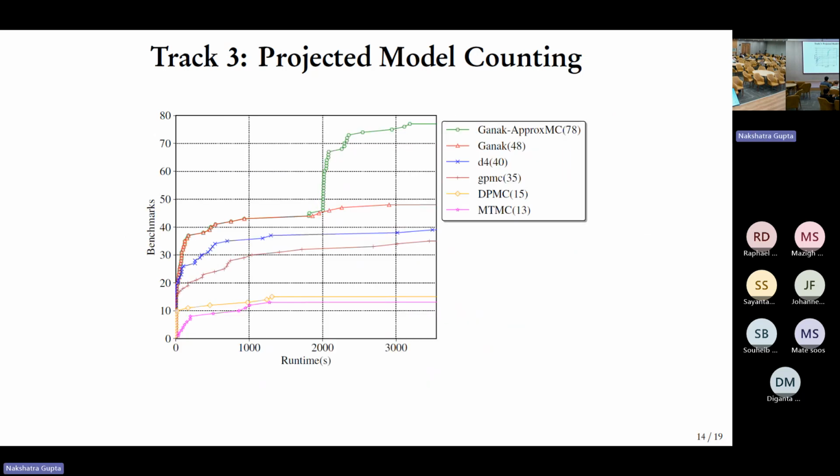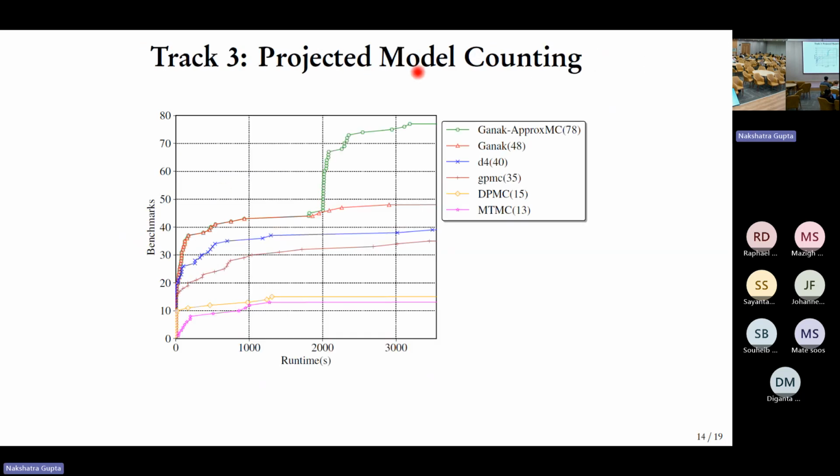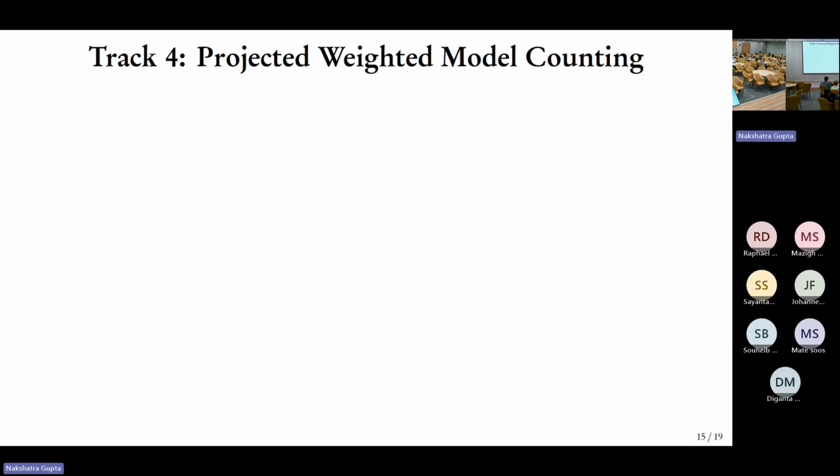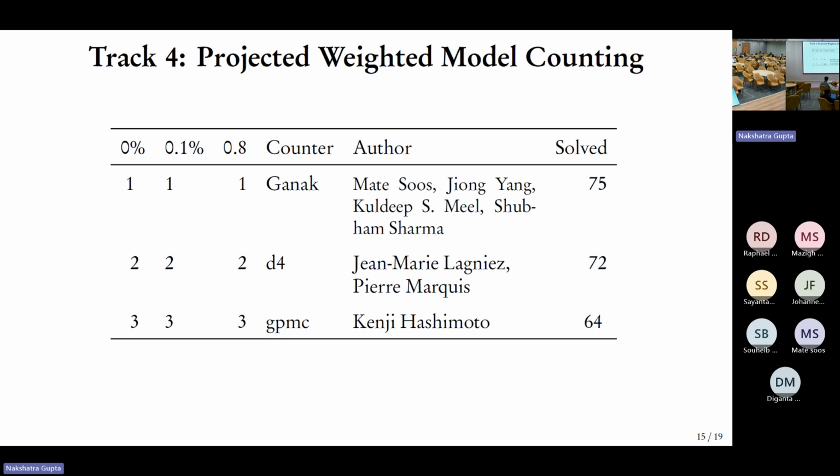So we see a big gap. The exact model counters solved a nearly similar number of instances, like 48, 40, and 35. There is an improvement when the approximate counters are also included in the list. For track 4, we have projected model counting. In this case, the third position is again GPMC, and that solved 64 instances. For second place, we have D4, which solved 72 instances. And for the first place, again, we have Ganak, that solved 75 instances.